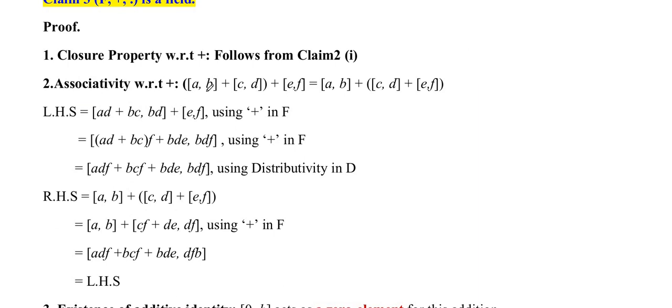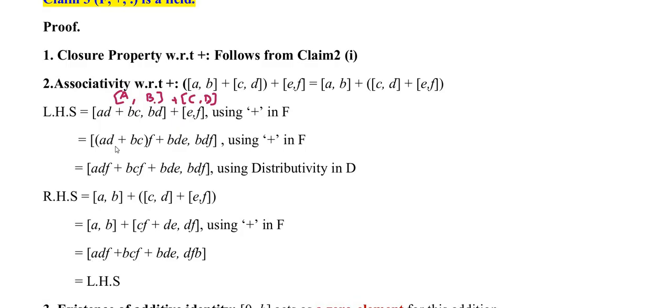And associativity. For that, three elements need to be considered. So we shall take them as A, B, C, D, E, F. We'll have to just change the bracket and establish that. So you consider the LHS. Using addition in F, we have AD plus BC over BD, plus this one is retained as such. Now you treat this as A and this one as B and this one as C and D.